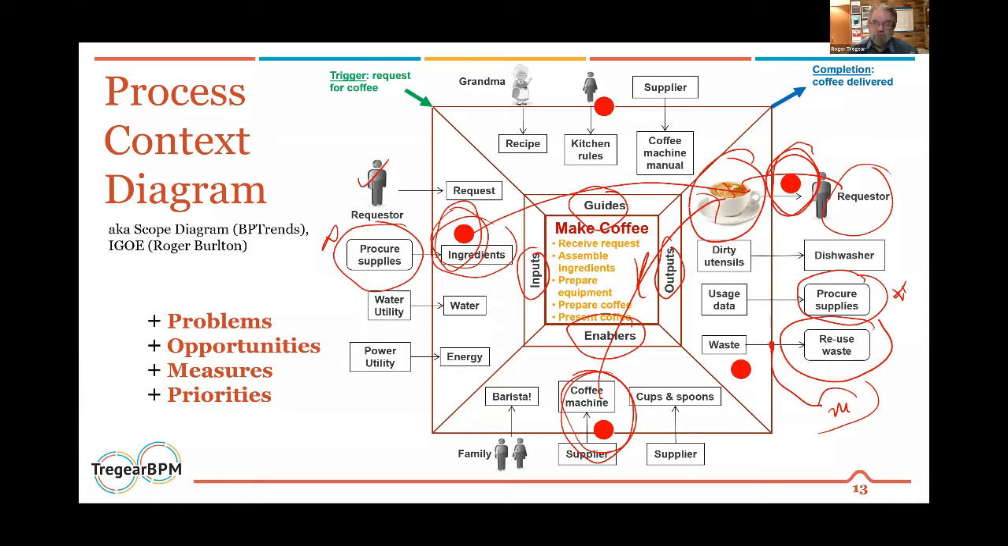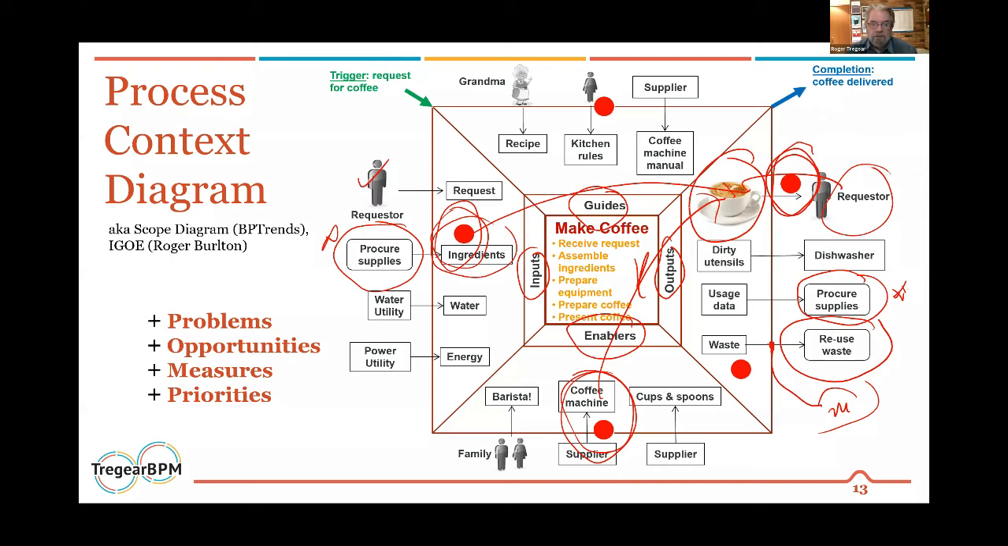I just find it such a rich diagram and such a useful thing to do. We need to move on, but if you need to know more about that, just contact me somehow, and I'm happy to continue that conversation. Okay, so what other things do we need to do?